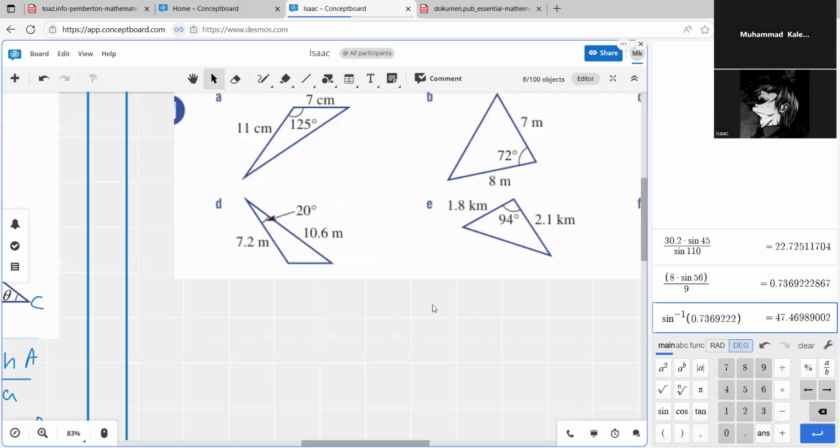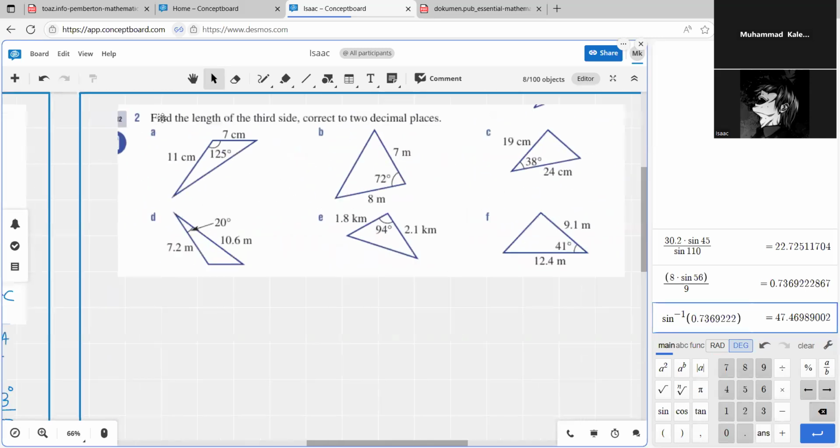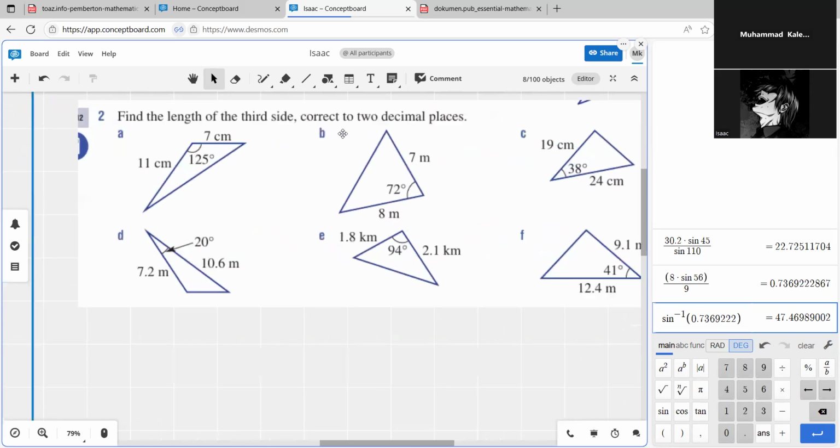Okay, solve the E part. What they said: find the length of the third side. They did not give us a pronumeral, a variable, for the unknown side. Definitely this side is given to us, this side is given to us. We need to find this one. So how can we find it?